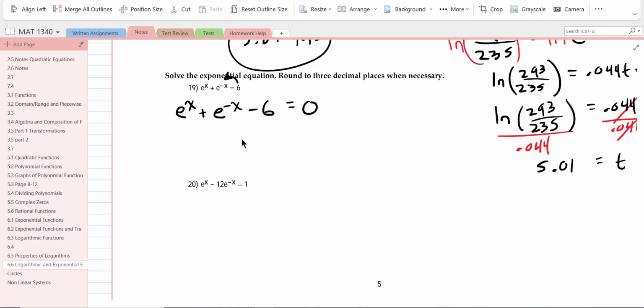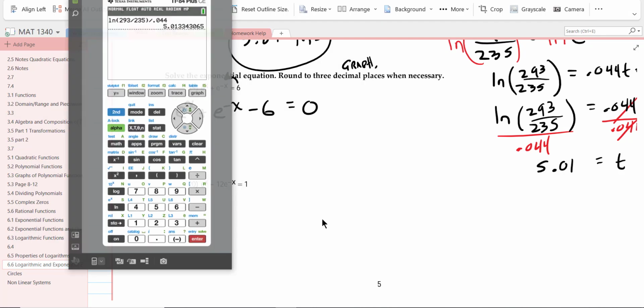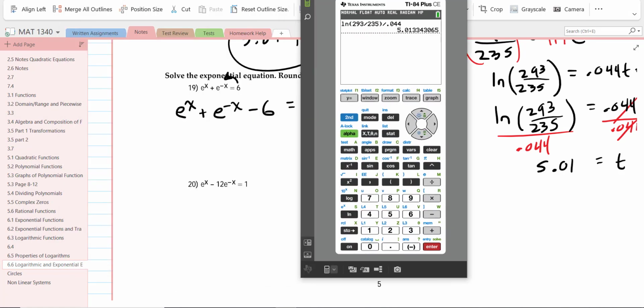Now, what I'm going to show you on these problems is how to use your graphing calculator to solve these. If we had a little more time, I'd show you another technique, but I'm just going to show you how to solve this problem on your graphing calculator, both of these problems. Okay, so get your calculator out, and let me show you what we're going to do.